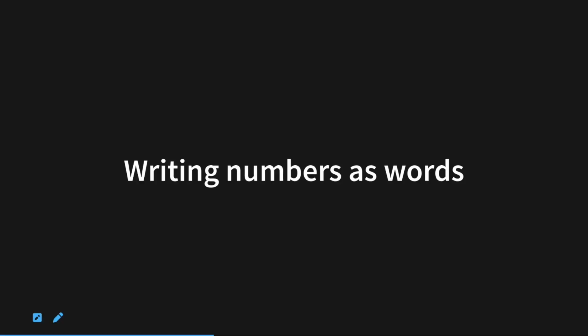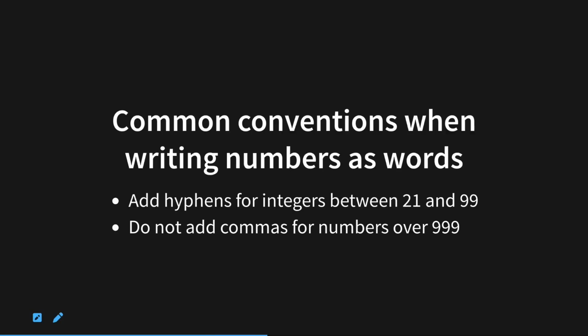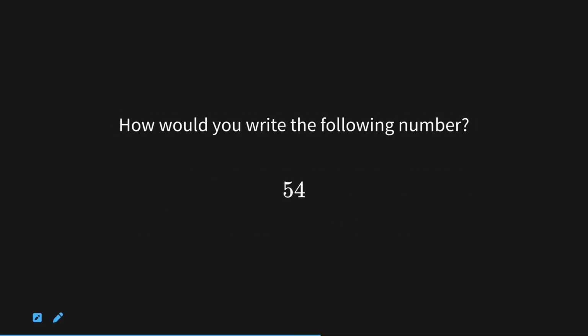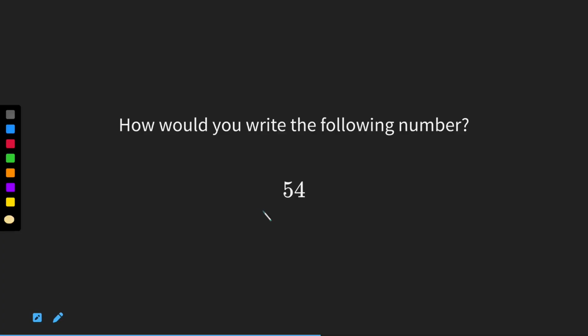We can also write numbers as words using place value. Some common conventions to take note of when we're writing numbers as words: we want to add hyphens for integers between 21 and 99, and we also don't want to add commas for numbers over 999. So let's take a look at a few examples. How would you write the following number, 54? So here we can simply write 50 and 4. Notice we put a hyphen in between 50 and 4, since this number is between 21 and 99.